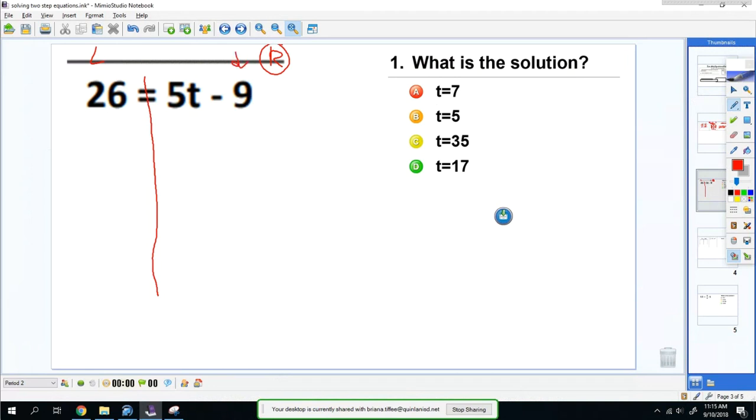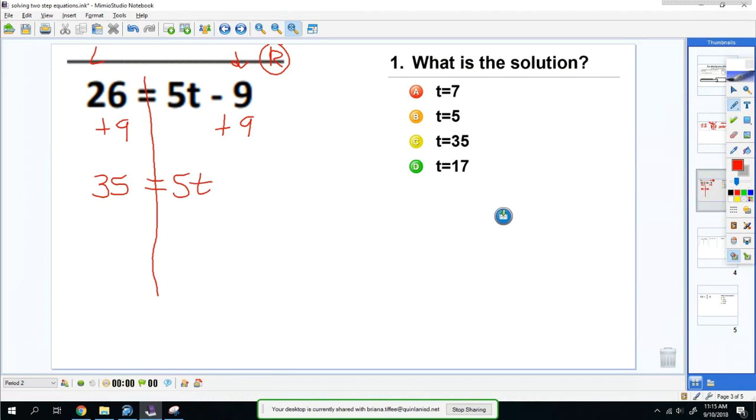So I'll undo the negative 9 by adding 9 to both sides. So 26 plus 9 will be 35. Bring down my equal sign, bring down the 5t that I haven't touched. Okay, so now we're on to our second step.